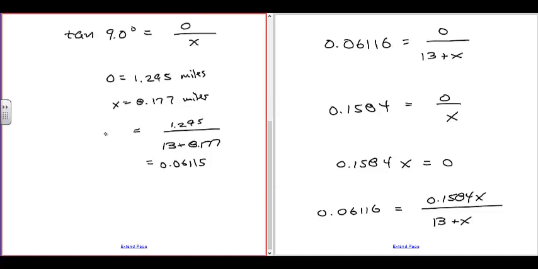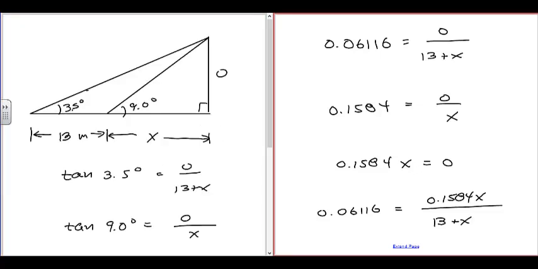And then the second part, the 9 degrees, all you have to do is take 1.295 divided by 8.177, and we get 0.1584. So both those check out. Okay.